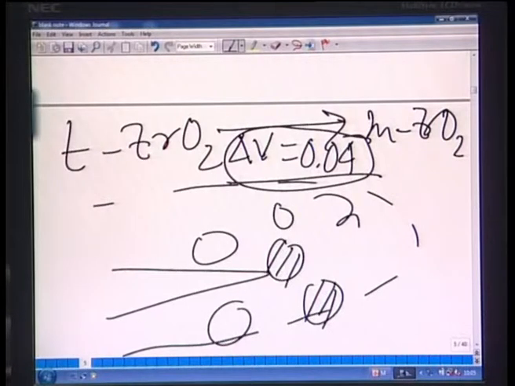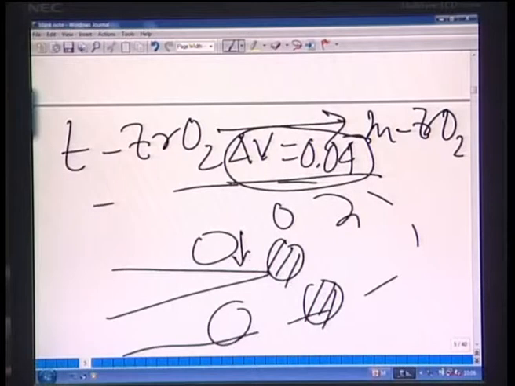Now, if there is a volume expansion, then what will happen? At the crack tip, these hatched particles are the monoclinic zirconia. Because of this phase transformation, some volume will expand, but this monoclinic zirconia is also enclosed by a number of tetragonal zirconia. So the neighboring particles will not like the monoclinic zirconia trying to increase in size. So there will be some constraint effect, and because of this constraint effect, there will be some compressive stress acting on the crack tip. I will explain what I mean by that.